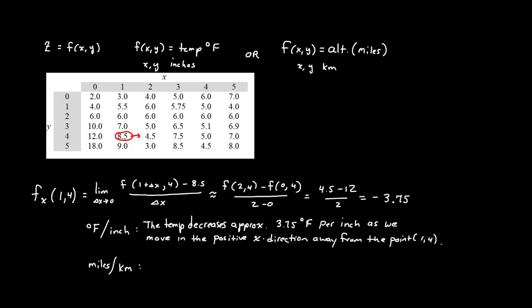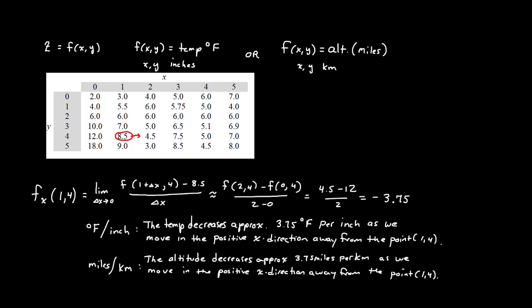So the temperature decreases approximately 3.75 degrees Fahrenheit per inch as we move in the positive x direction away from the point (1, 4). Or if we use the mountain context, the altitude decreases approximately 3.75 miles per kilometer as we move in the positive direction away from the point (1, 4).